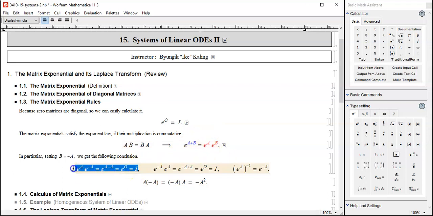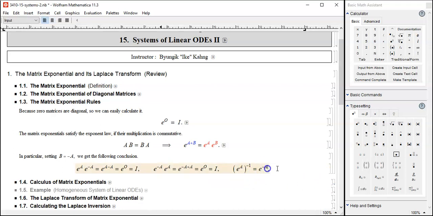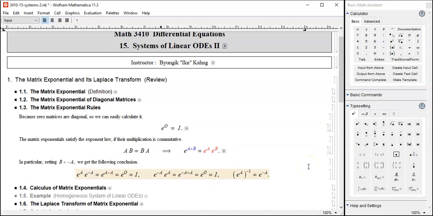And consequently, we can do this computation and that computation. And therefore, what do we have? E to the A power is always invertible, and the inverse is e to the negative A power, and vice versa. Let's go back here. A may or may not be invertible, but e to the A power is always invertible, and the inverse is e to the negative A power.